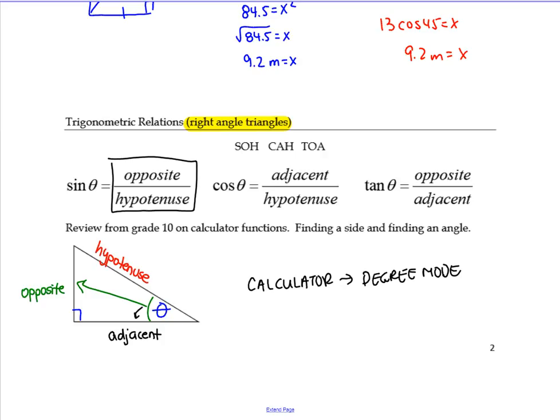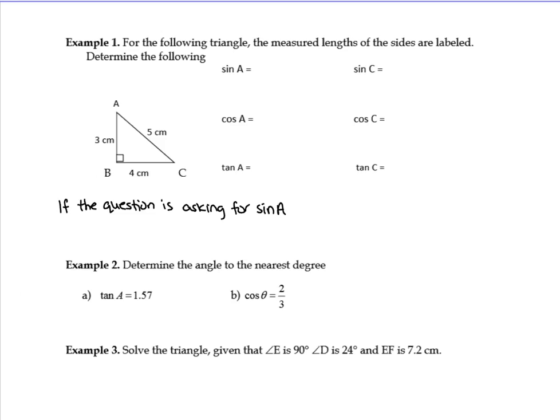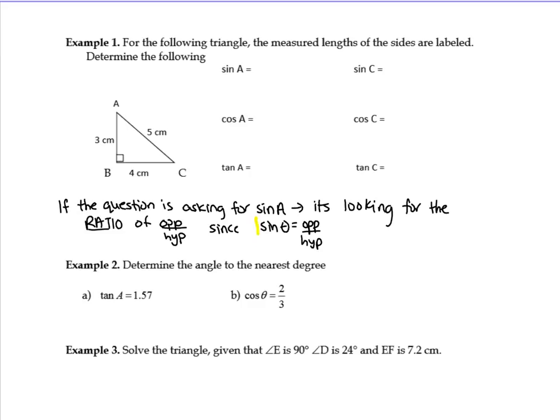Sine of any angle is equal to the ratio of the two sides. And so the question is looking for the ratio of opposite over hypotenuse, since sine of your angle is equal to opposite over hypotenuse. Ooh, that's scary. So if we're looking at angle A here, and I want the ratio of sine A, of opposite over hypotenuse. According to the angle A, what's opposite of angle A? 4. And what is the hypotenuse? 5.